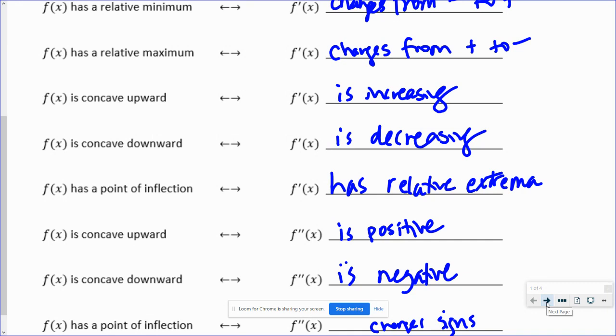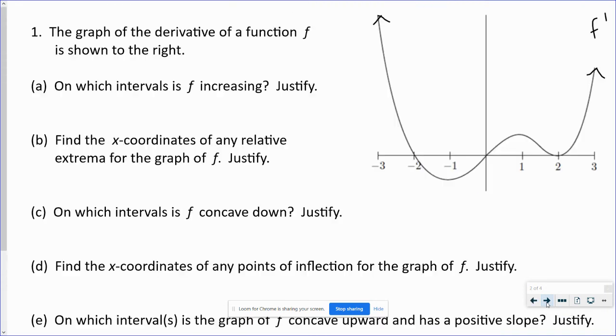All right, let's take a look at what this may look like. We're going to start with a free response question. We're given the graph of the derivative of f. Notice that it says f prime out to the right. And we want to answer these questions. Notice that all of them say justify. So we want to justify using what's given. So all of our justifications should be in terms of f prime. So let's take a look at the first one.